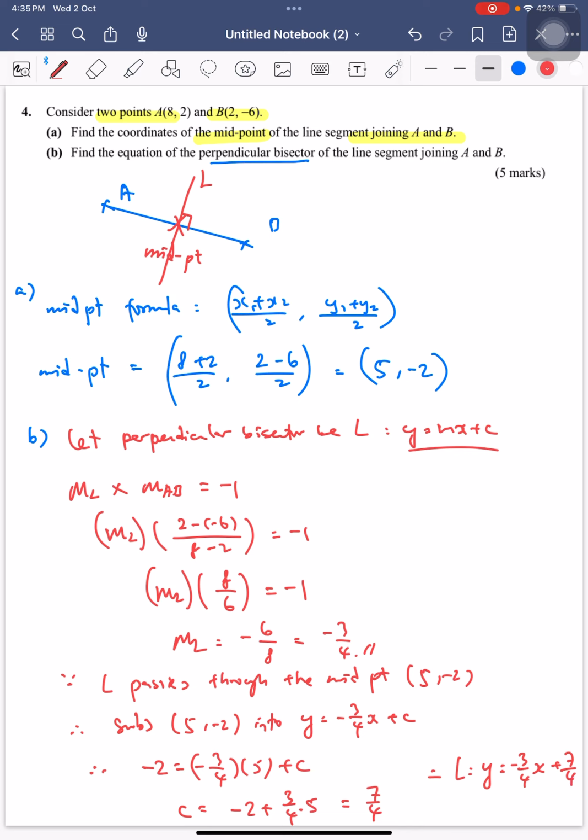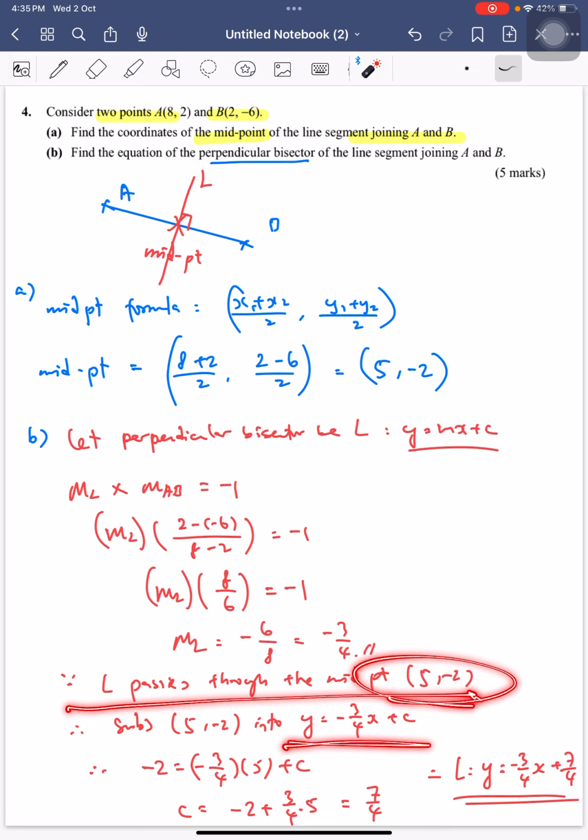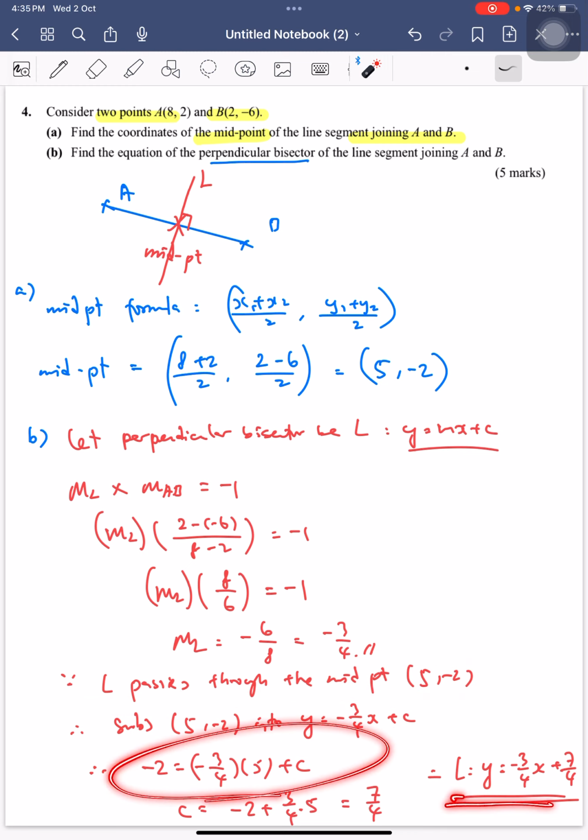The main concept is just that if the line L passes through a particular point, you can substitute that point into your original equation with the unknown c, and then solve for c, then you can get the final equation.